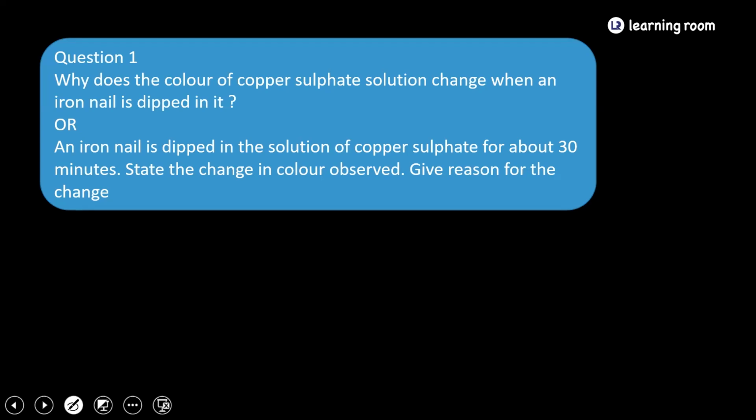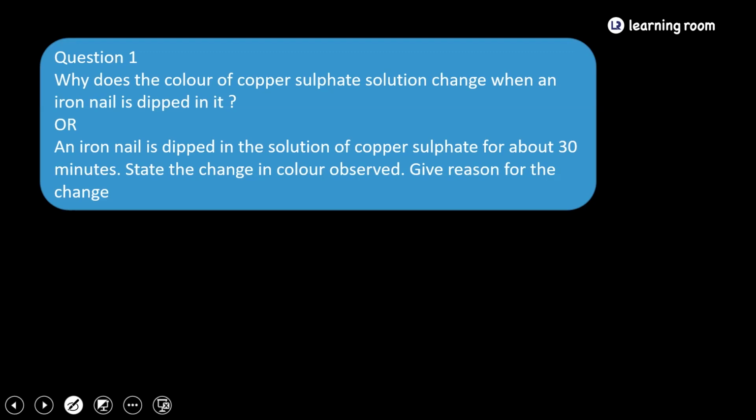What is the color of copper sulfate? It is blue in color. When it is anhydrous, it becomes white. The color is blue; when the water molecules are removed, it becomes anhydrous, which is colorless. So the color of the copper sulfate solution changes when an iron rod is dipped in it.